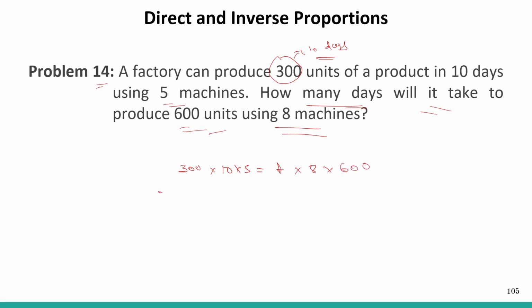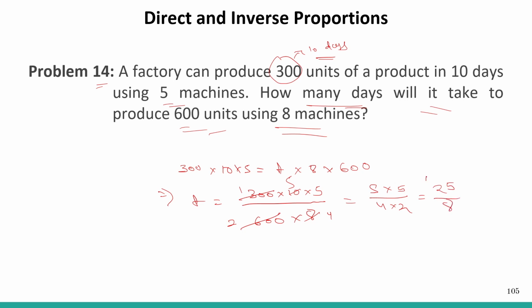So this must be a constant. So this implies that T is equal to what? 300 into 10 into 5 whole by 600 into 8, right? So 300, 600, this will be 1 by 2. So 8 and 5, this will be 5 and this will be 4. So 5 into 5 by 4 into 2, that is equal to what? 25 by 8. So 25 by 8 will be the final answer. So this much amount of time will be needed. So it will be just over 3 days. Okay.